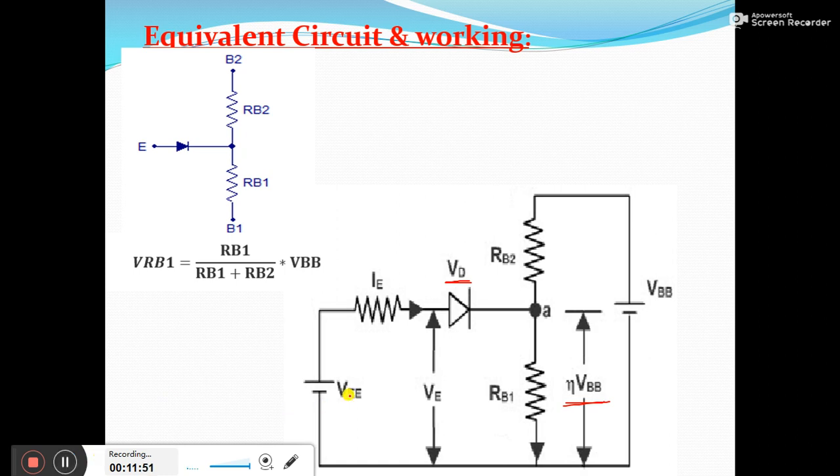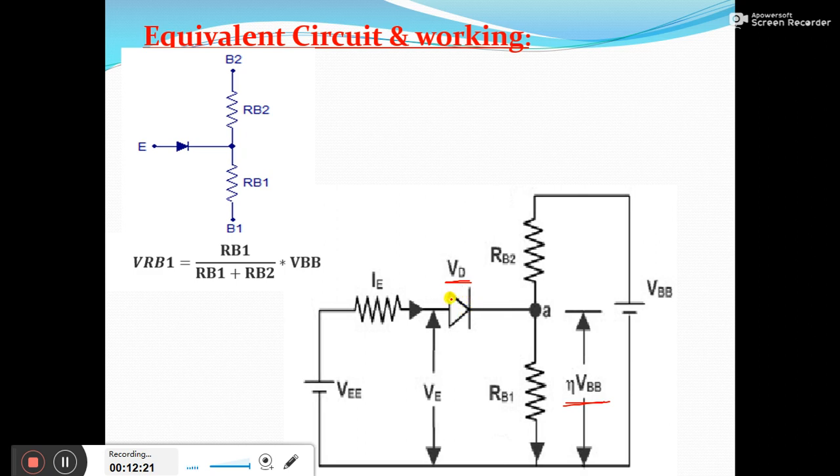Let us see the working now. As you can see here, in the equivalent circuit diagram, we have connected a VBB potential between base 2 and base 1, and an emitter voltage VE is applied between the emitter and base 1. This VE value is used to forward bias this diode.